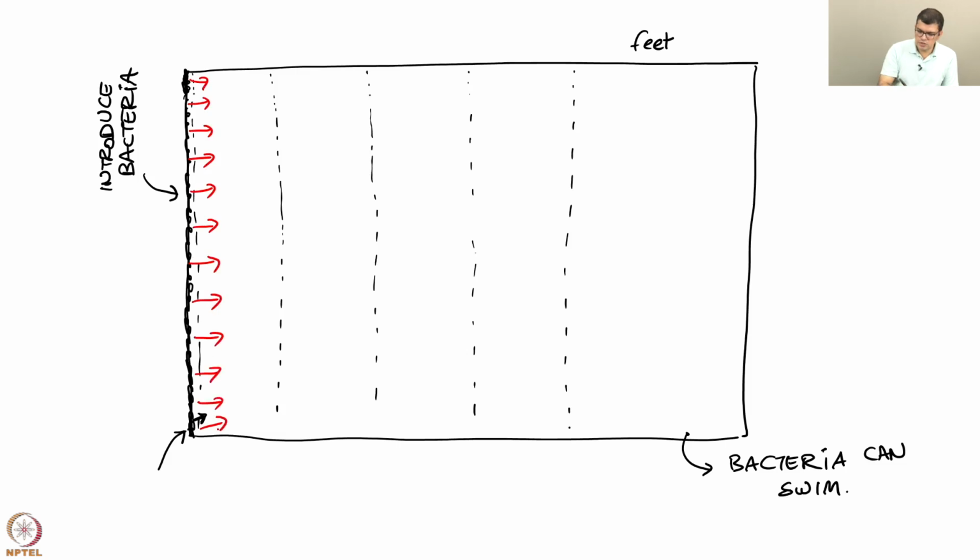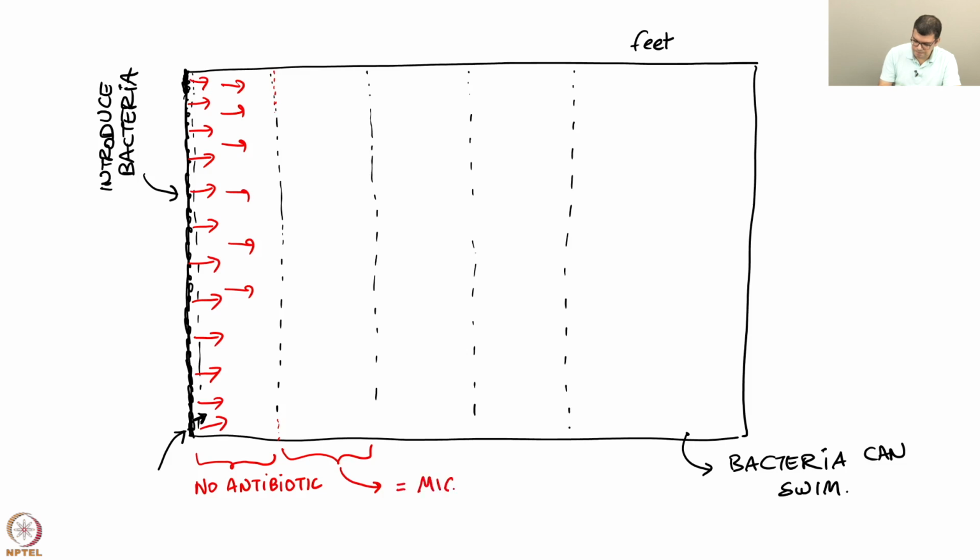Now, these dotted regions indicate splits in different parts of the plate, and the first region has no antibiotic. So, in this region there is absolutely no problem, the bacteria keep eating and keep moving to the right until they hit this first barrier, beyond which in this region of the plate there is antibiotic at a concentration equal to the MIC, and this is the ancestral strain.